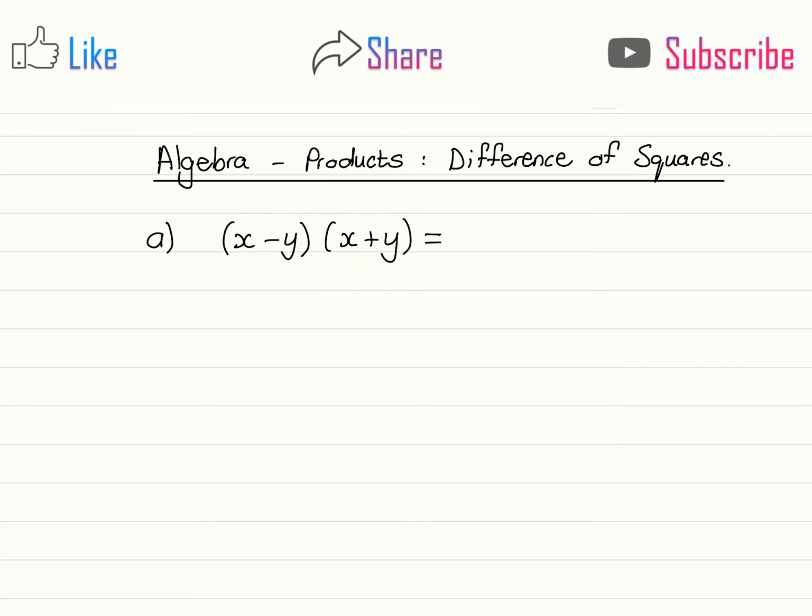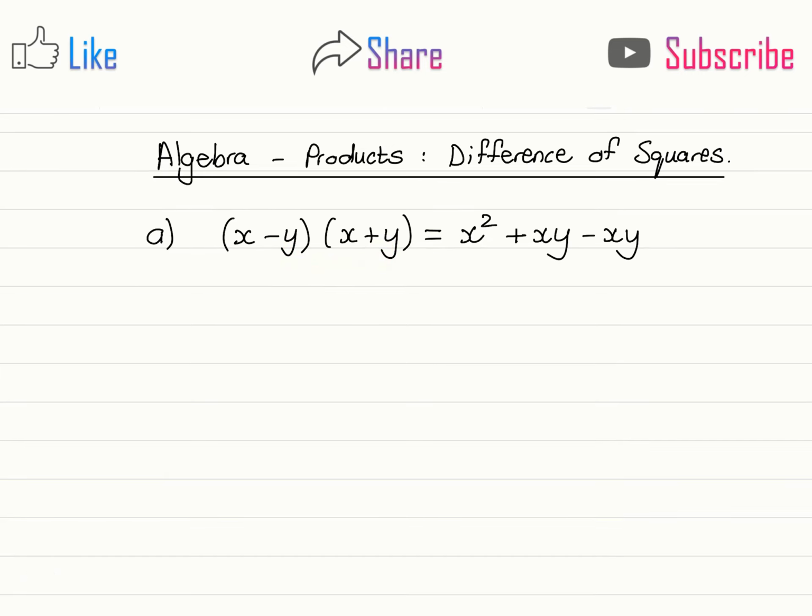So if we apply what we've learned in our previous lessons, we have x times x, which will be x squared, then x times plus y, which will be positive xy, then negative y times x, which would be negative xy, and then negative y times positive y, which would be negative y squared.